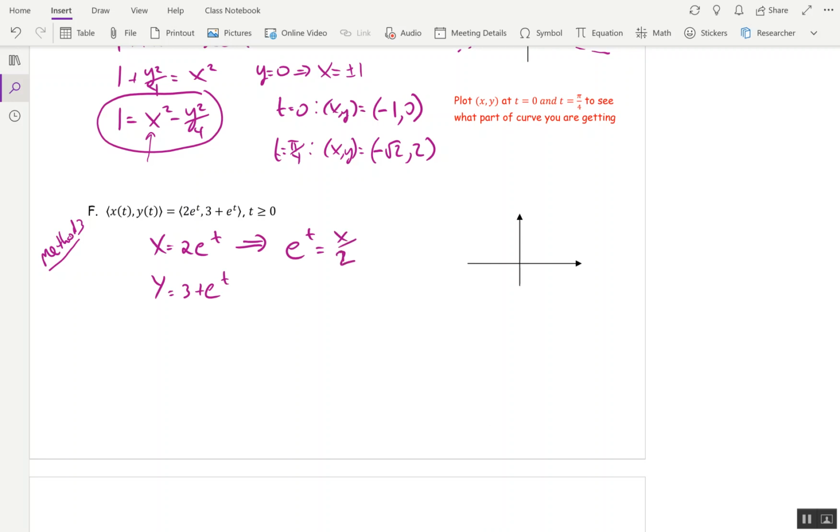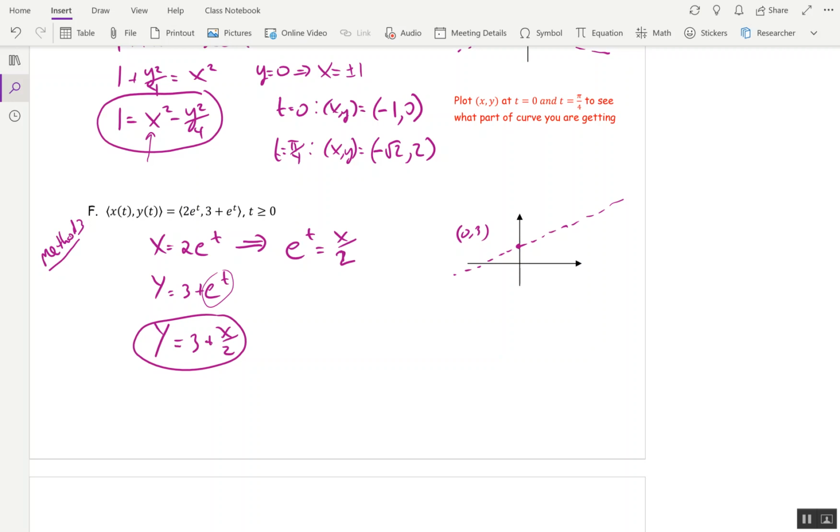And then, you know, I could solve for t. I could take natural log of both sides and then plug it into this second equation. But why do that? I see there's an e to the t in my second equation, and I can just replace that e to the t with x over 2. Bam! I've got a line with slope 1/2 that passes through y equals 3 on the y-axis. So it's going to look something like this. That point is 0, 3.